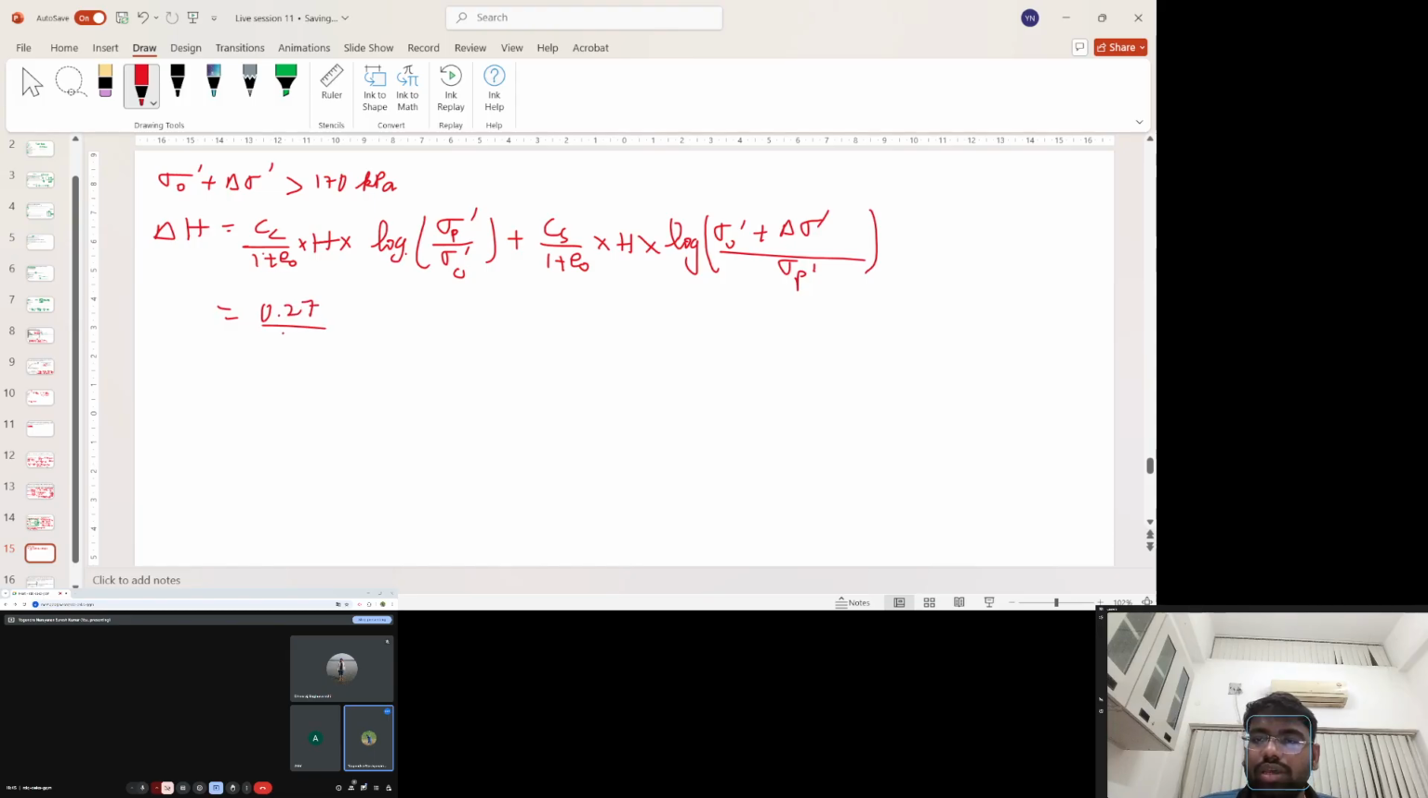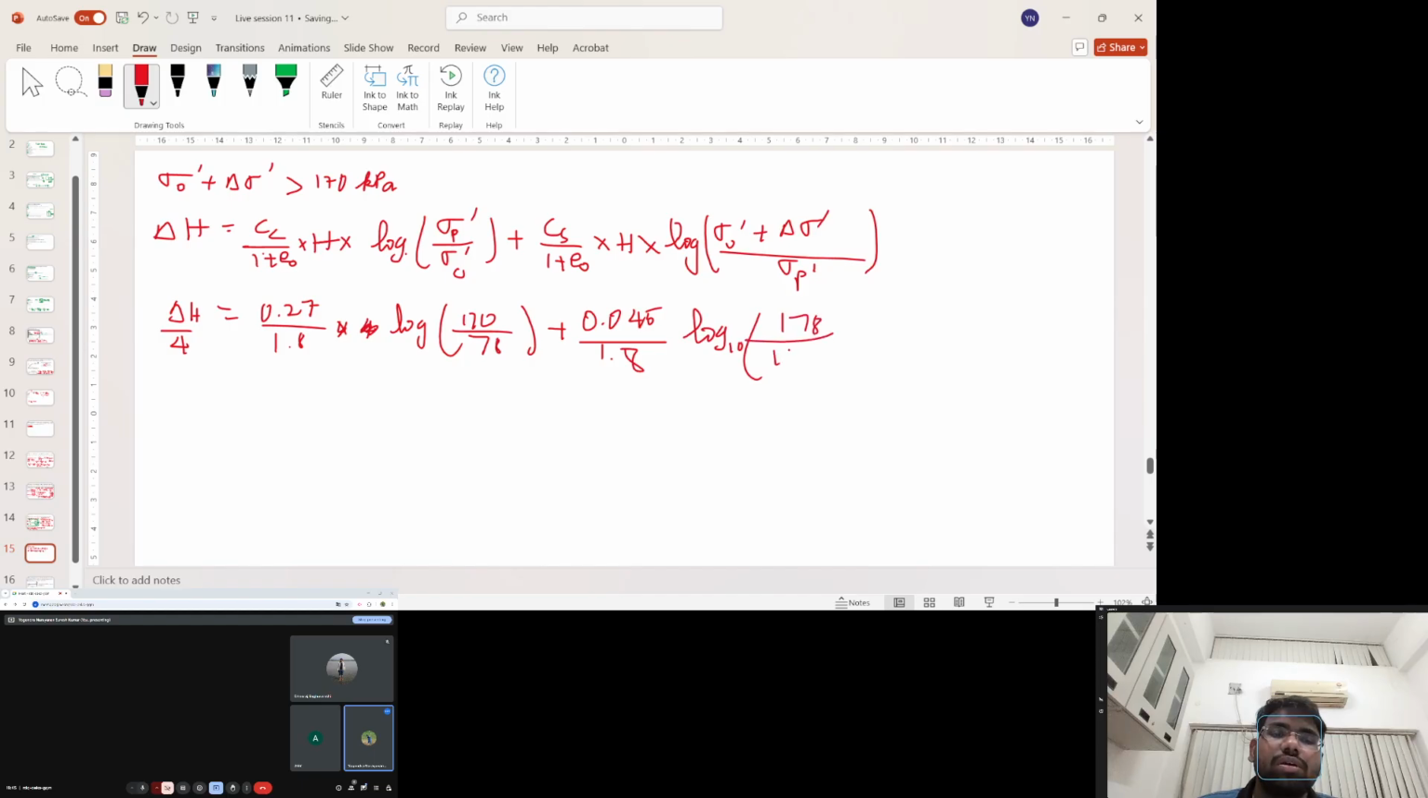So it will be 0.27 by 1.8 into 4, or you can take this 4 to this side, delta H by 4 for simplicity. Log of 170 by 78, plus 0.045 by 1 plus e naught, which is 1.8, log of 178 by 170. How much are we getting?